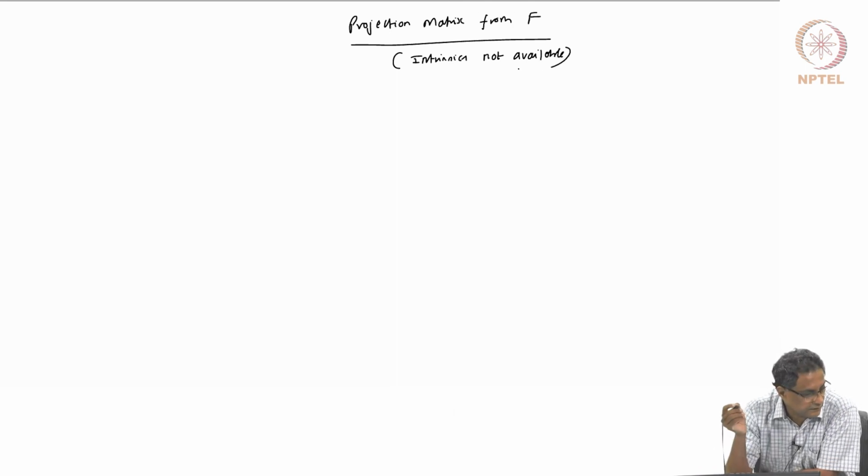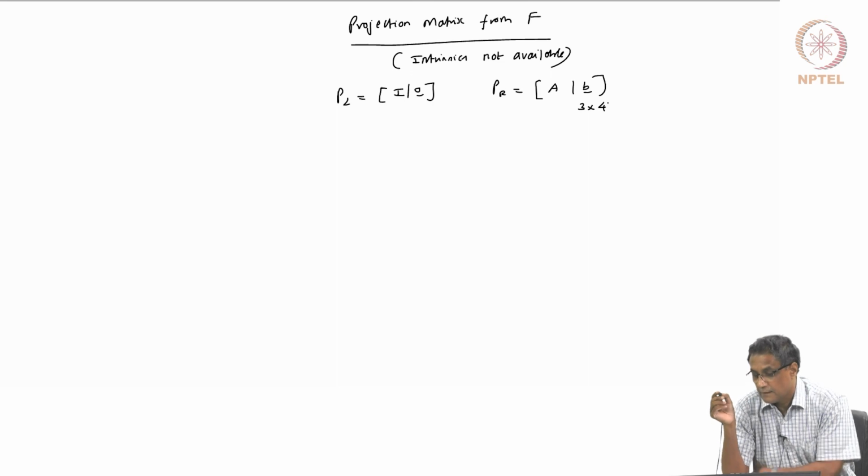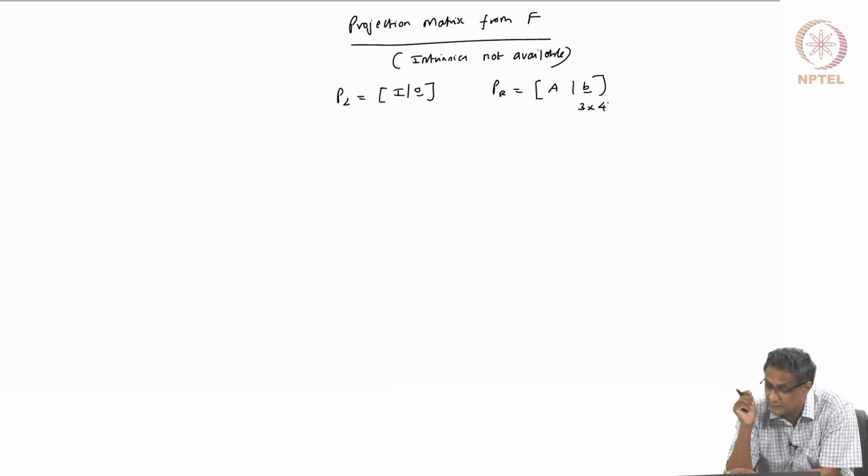Without loss of generality, we will take PL to be just [I|0], because the intrinsics is not available with us, and we will take PR to be in general of the form [A|B]. This is a 3 cross 4 matrix, and this PR is going to absorb everything, the intrinsics as well as the extrinsics. So A and B will have to absorb both, and A is 3 cross 3, B is 3 cross 1.